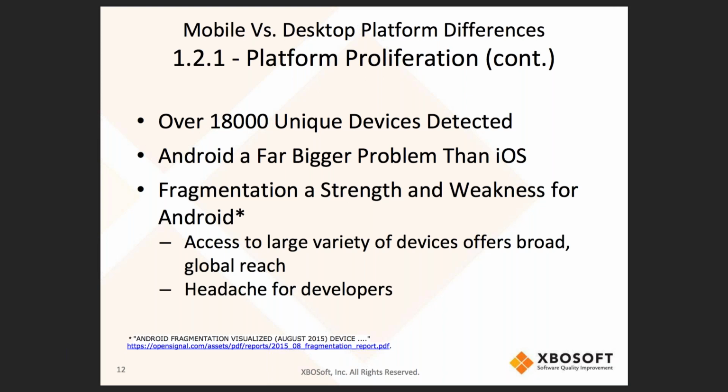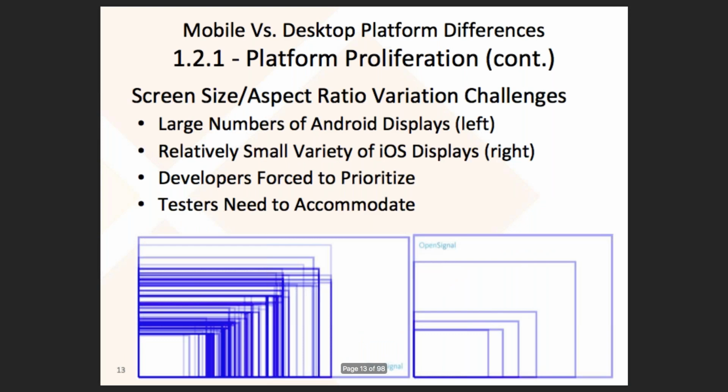This is just another view. If you look at the left side, that picture on the bottom, it shows the different screen sizes that are required to be supported by Android. And there's a number of them, as you can see. On the right side, there's just a few for iOS. So the developers are forced to prioritize, in this case, for the Android devices. And we'll talk a bit about how that might occur. And in an agile shop, the developers and testers should be working together, and testers are going to need to accommodate this as well.